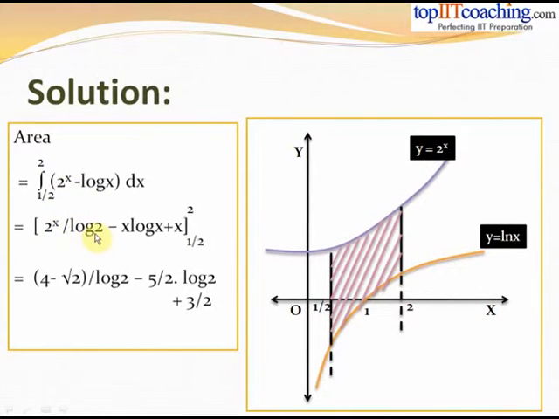divided by log 2. And the integral of this would be minus x log x plus x from 1 by 2 to 2. Thus when we put x equal to 2 and x equal to 1 by 2 and subtract them, we get the final value of this integral as (4 minus root 2) divided by log 2 minus 5 by 2 into log 2 plus 3 by 2. Hence the area between the curve y equal to 2 to the power of x, y equal to ln x, the lines x equal to 1 by 2 and the line x equal to 2 is equal to (4 minus root 2) divided by log 2 minus 5 by 2 into log 2 plus 3 by 2.